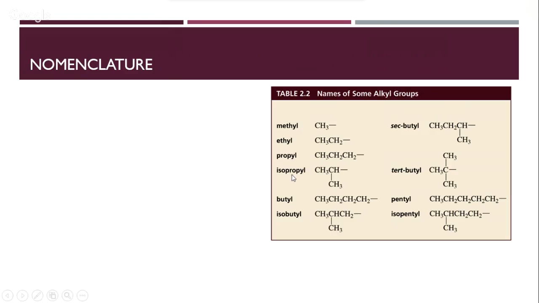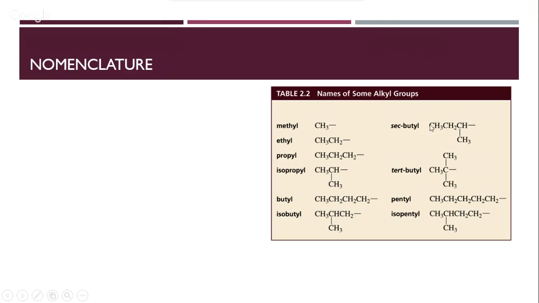Methyl, ethyl, propyl, isopropyl. Now I'm going to give you a definition of isopropyl. Whenever you have two methyl groups attached to a carbon, it is called iso. When you have three methyl, it is called tert. And when you have an ethyl group attached to carbon, it's called secondary or sec. Okay, I repeat, whenever there is a methyl group attached to the carbon, it is iso. You can see the same here in isopropyl, isobutyl also. There, because of methyl groups, it's called iso.